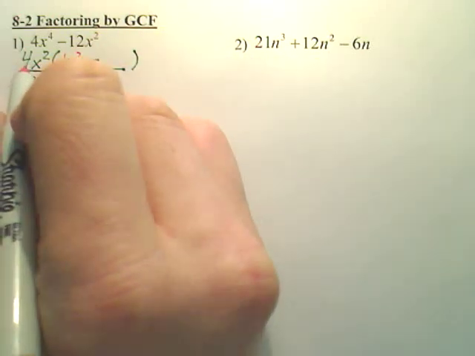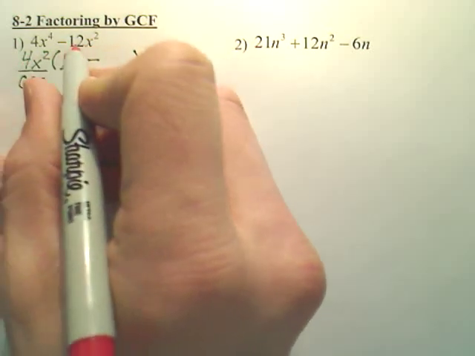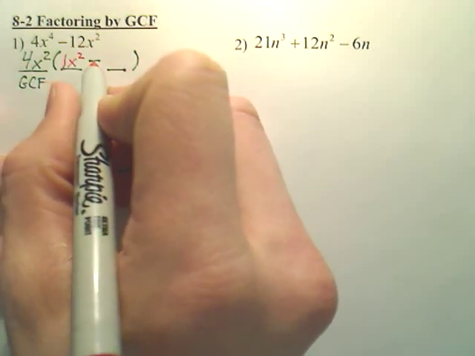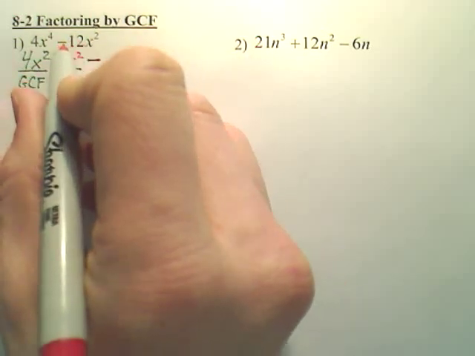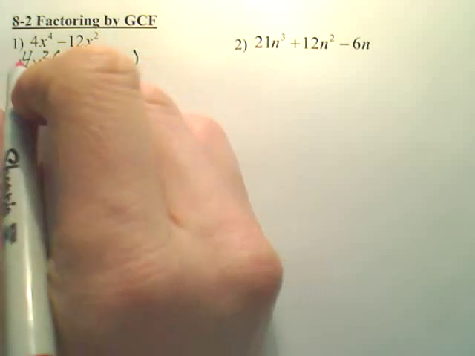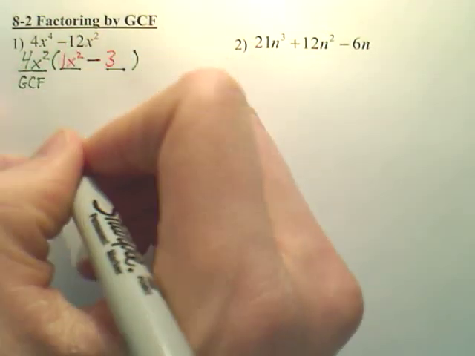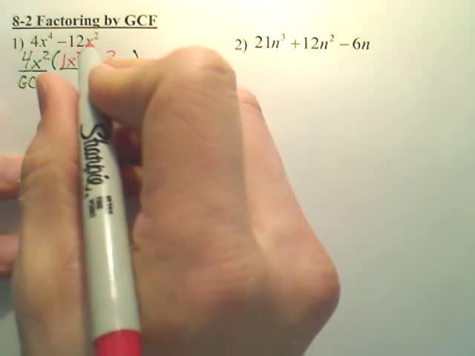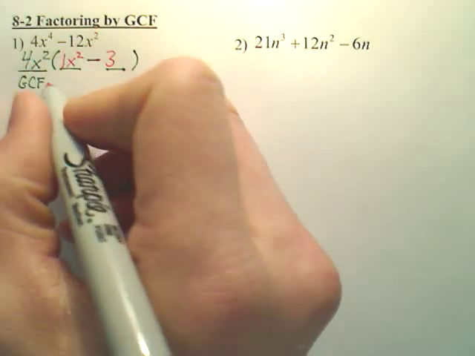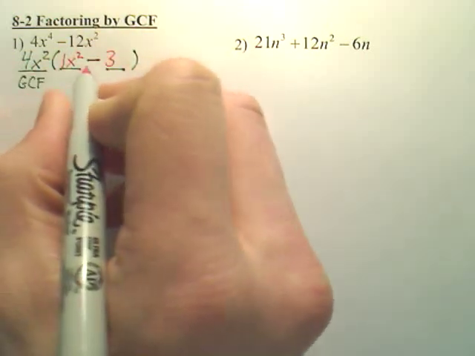All right, now 4x squared times what will give you 12x squared? So 4 times what is 12? By the way, there's a minus here because of the minus there. Anyways, 4 times what is 12? 4 times 3 is 12. And then x squared times what is x squared? Oh, nothing. It's just x squared. So that is my factored form.